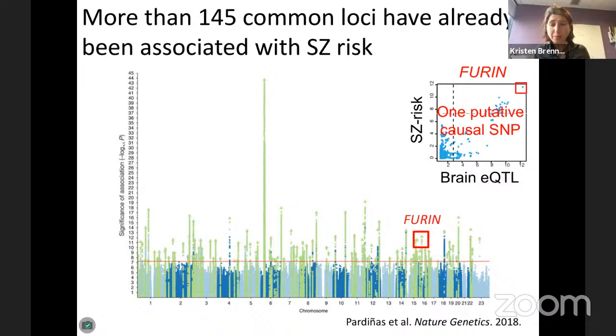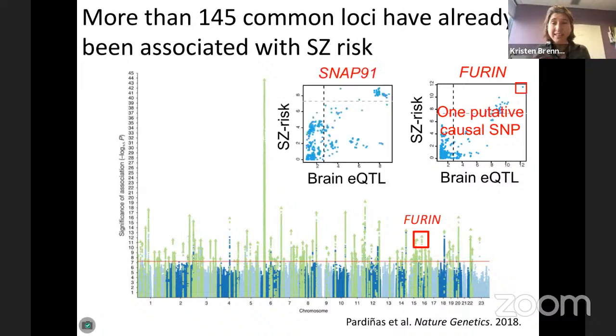Now, most of the time, what you see is not this clear. And so this is the second best locus in the GWAS. And so here you have SNAP91, and what you have is about 30 SNPs, all linked to schizophrenia risk and also linked to expression of the coding gene nearby, SNAP91. And what we don't know is if one SNP in this cluster is responsible for the entire effect, or if each of these 30 SNPs is contributing 3% of the risk at this specific locus.